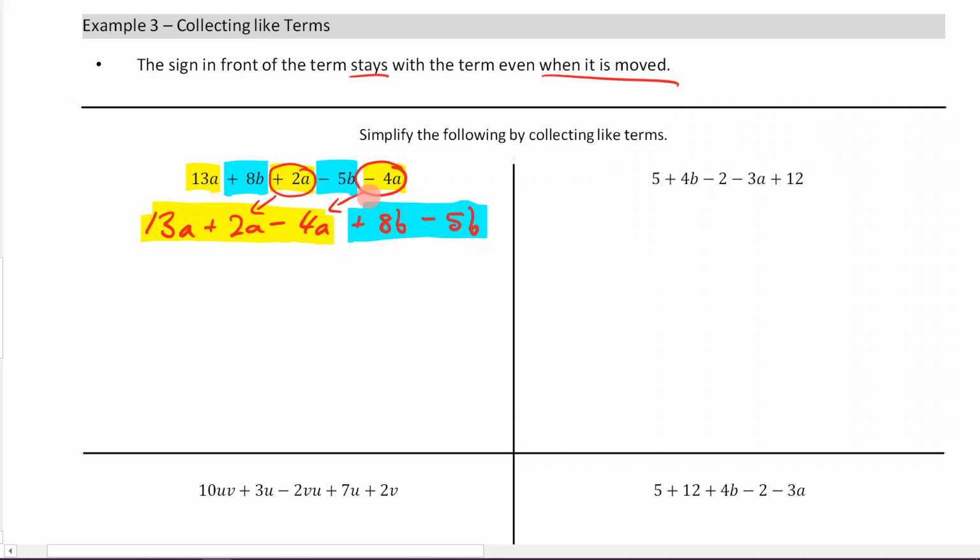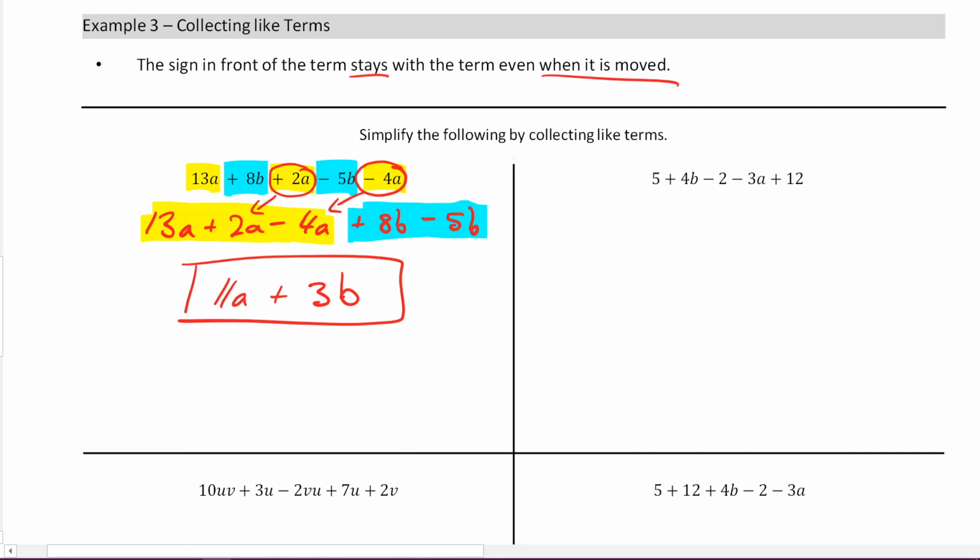So now when I'm adding this together, I'm going to get 13a plus 2a is 15a, minus 4a is going to be 11a. And then on this side, I'm going to get 8b minus 5b, which is going to be 3b. And that is going to be my answer. Let's now go on to the next one.